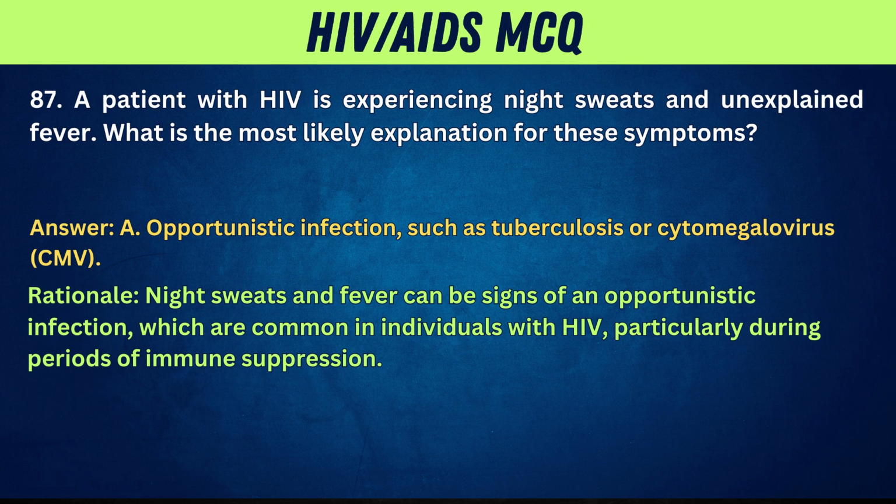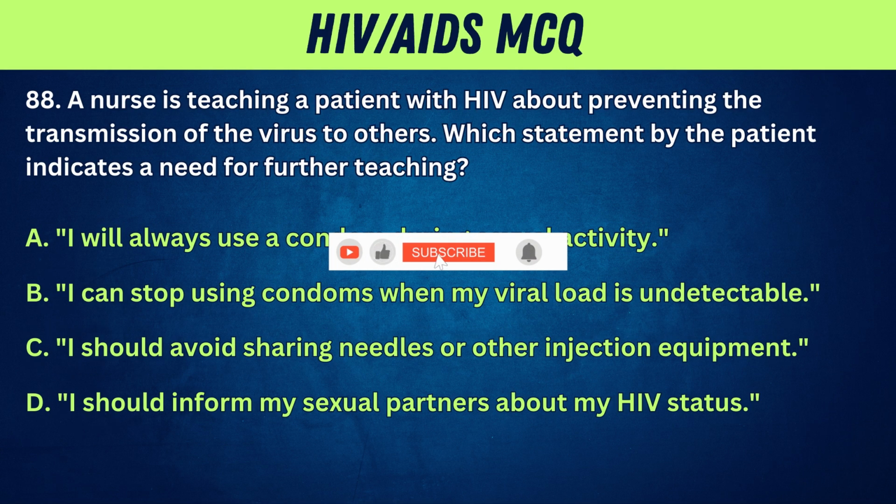Answer. A. Opportunistic infection, such as tuberculosis or cytomegalovirus, CMV. Rationale. Night sweats and fever can be signs of an opportunistic infection, which are common in individuals with HIV, particularly during periods of immune suppression.